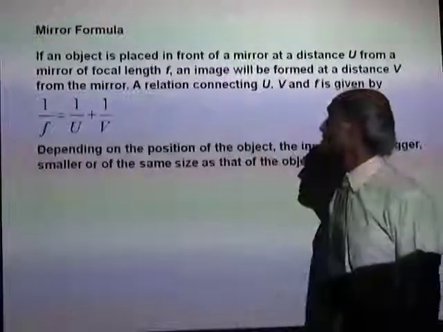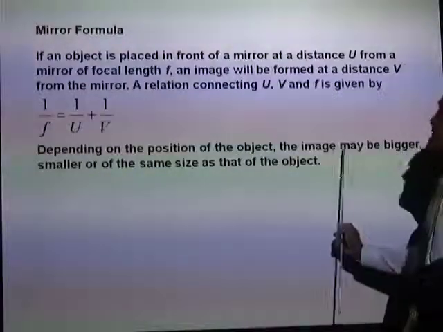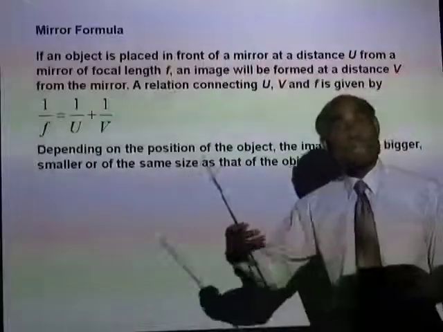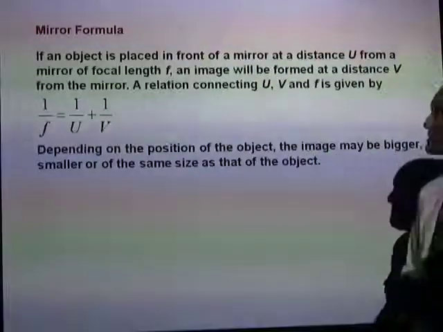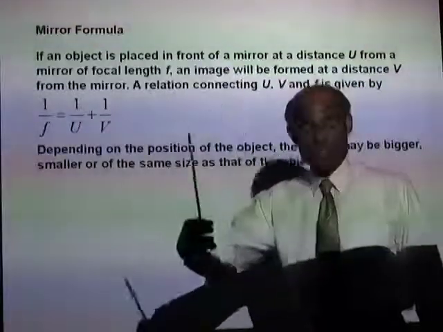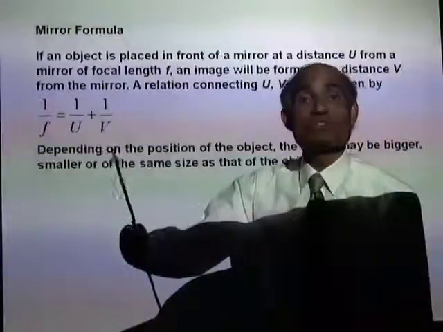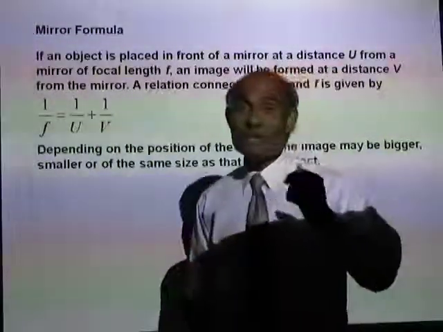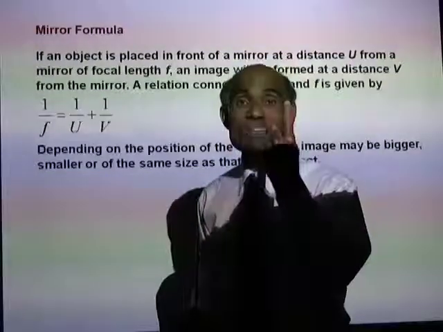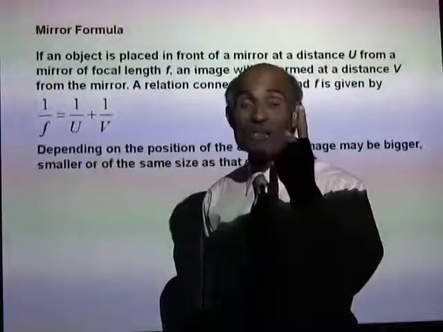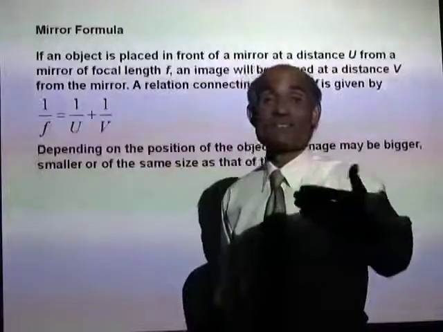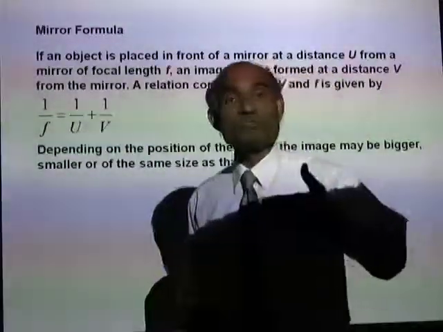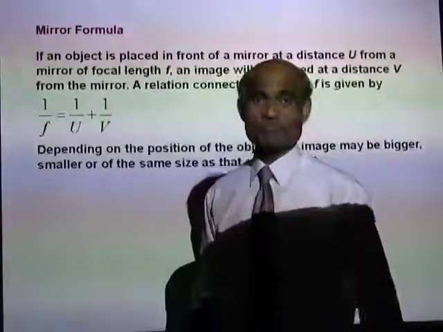Depending on the position of the object, the image may be bigger, smaller, or the same size as that of the object. You can create different types of images on a curved mirror, whereas in a plane mirror, you can only create one type of image, which is a virtual image. Using a curved mirror, you can create different types of images.